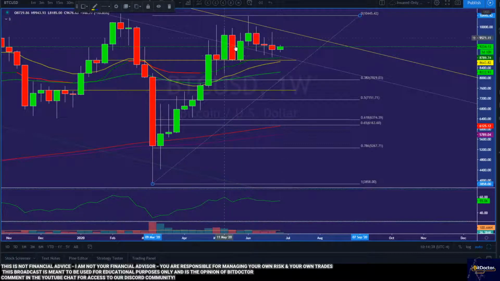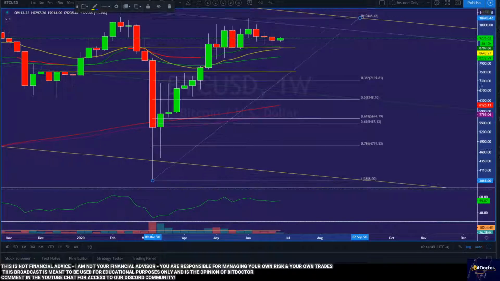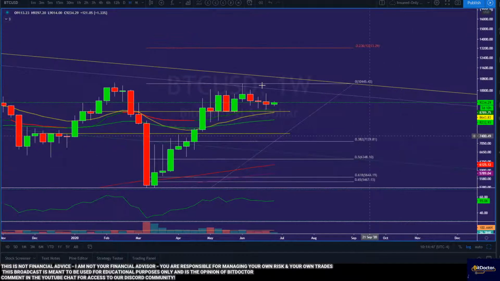But I still see this channel that we have overhead, especially on a log scale. On a log scale, that sucker is sitting up there. Right now it's currently sitting at 10.9. Next week, that's going to be coming down to about 10.875. We could still go up there and still be bearish. Not until we break above this, potentially go up to 13, I suppose.